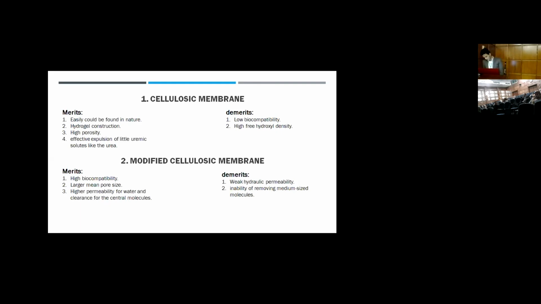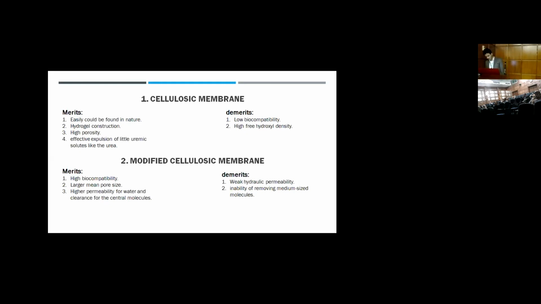Later on, scientists created the synthetic membranes, and this membrane outperforms the cellulosic membranes in many things like biocompatibility and filtration capability, but it's still not the perfect and ideal membrane because many of the hemodialysis patients who were treated with this membrane experienced oxidative stress and low blood pressure while they were treated with this kind of membrane.